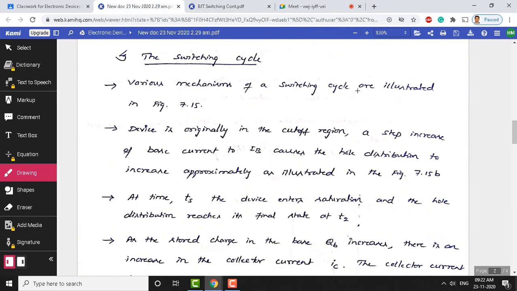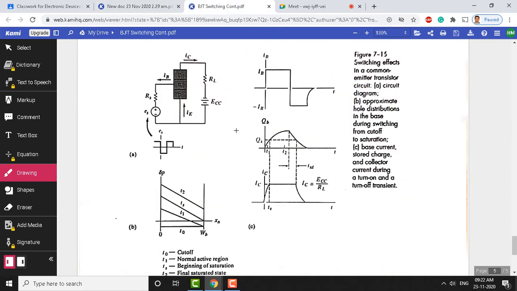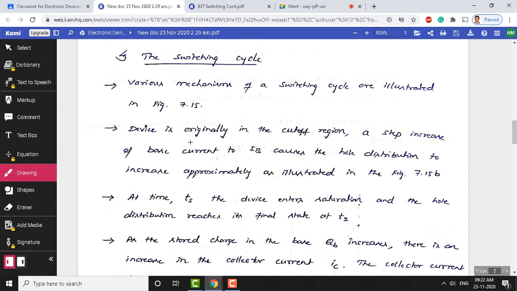Various mechanisms of the switching cycle are illustrated in figure 7.15, which is shown here. Various switching cycles we can observe here. Okay. Now let us brief it one by one. The device is originally in the cutoff region. A step response, a step increase in base current to IB, causes the hole distribution to increase approximately as illustrated in figure 7.15b.